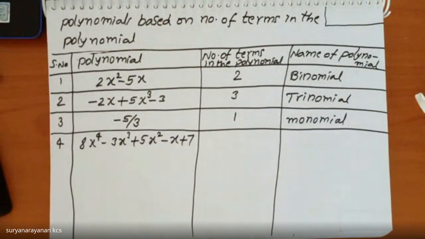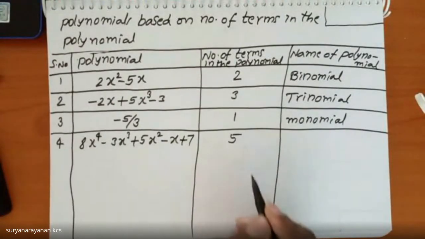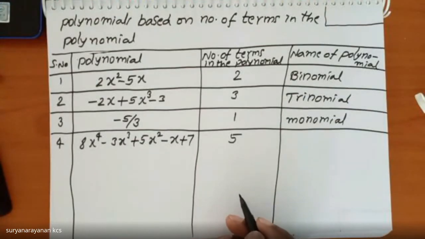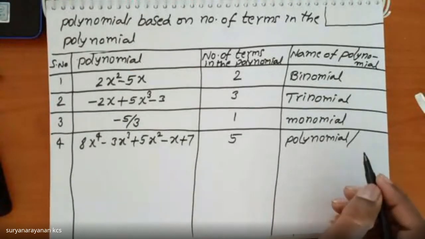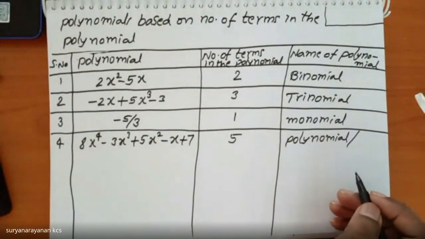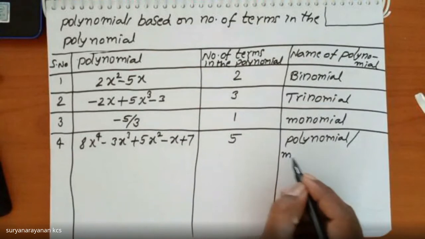How many terms are there in this polynomial? So five. What is this polynomial called? Sir, polynomial. Polynomial or multinomial? Sir, we have learnt only till 3, sir. That's it. Okay. Multi means more than three. More than three terms. Multinomial.